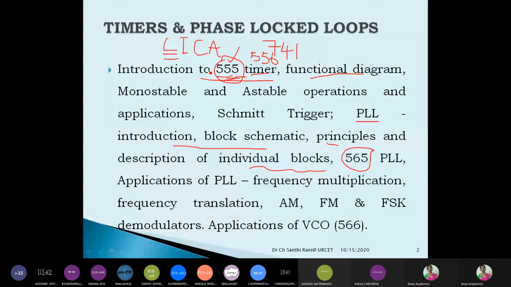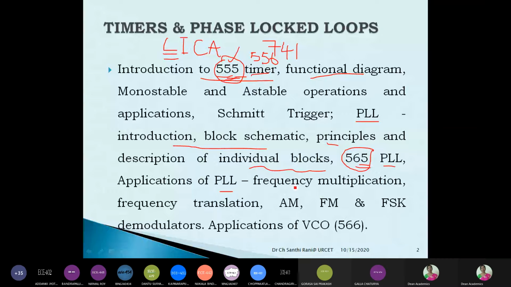Just observe: the 555 timer, then the 556 IC which includes two such 555 timers, and after that the phase locked loop, which is the 565 IC. Then phase locked loop PLL applications. What are the various applications of the PLL IC, that is the 565 IC?